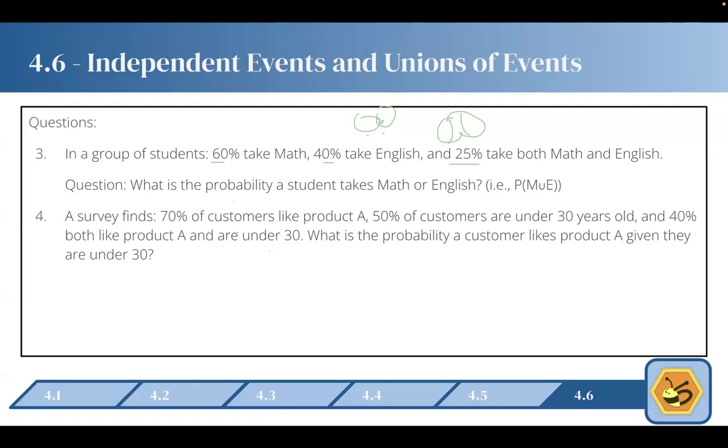Yeah, totally not fake self-reported numbers. But the question is, what is the probability a customer likes product A given that they're under 30? So this is, of course, our conditional probability formula, right? So give it a shot, see what you get.